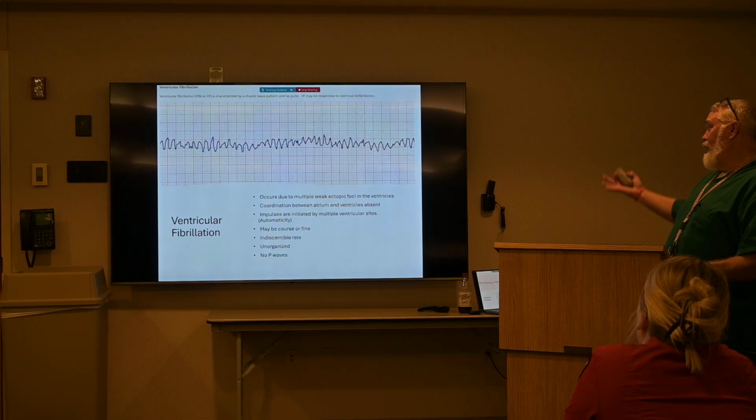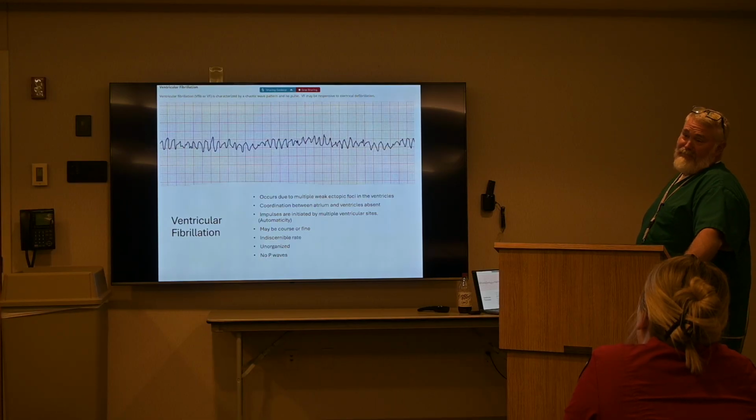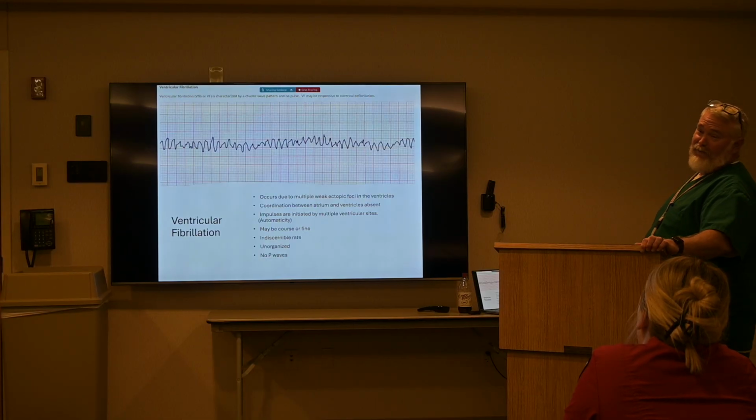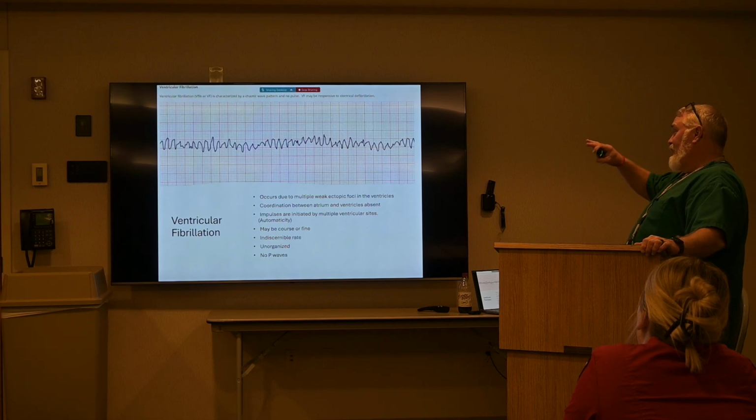VFib. Now, you can look at this one and almost consider, is it torsades? Because it is twisted a little bit, but technically it's VFib.